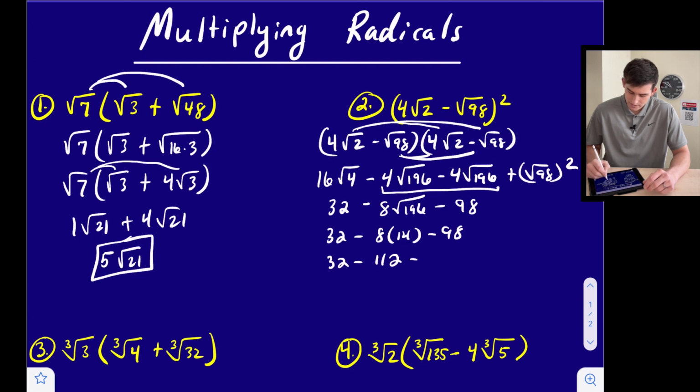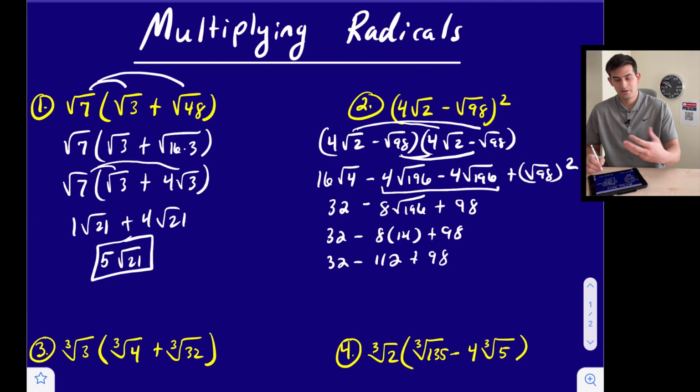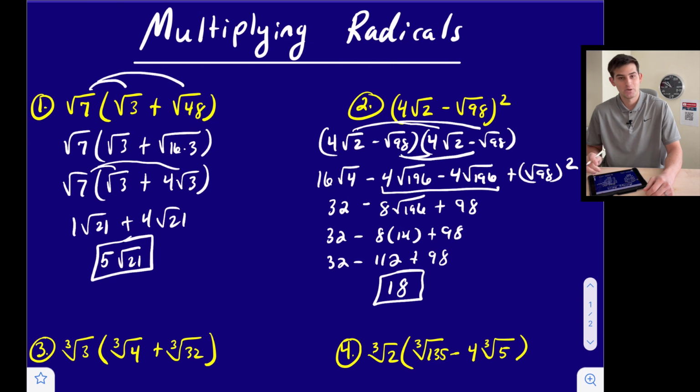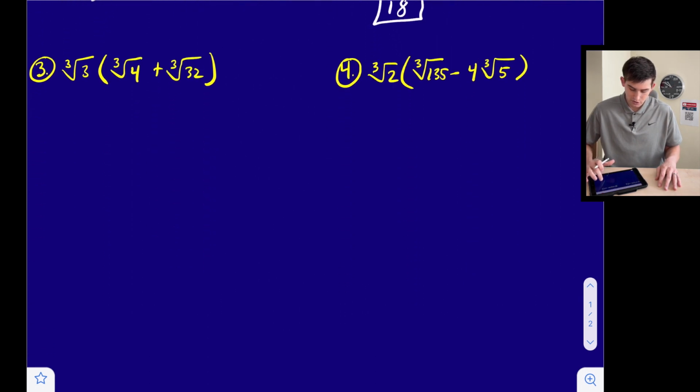And this should be plus 98. So now we go through 32 minus 112, and then we add 98, and this is going to actually give us an answer of 18. Okay, so our radicals totally went away. All right, let's take a look at some cube root examples.